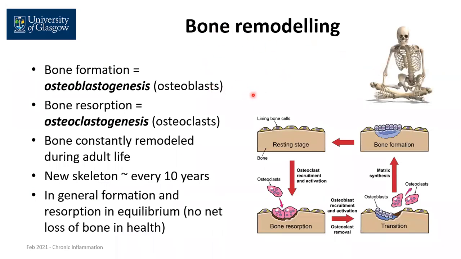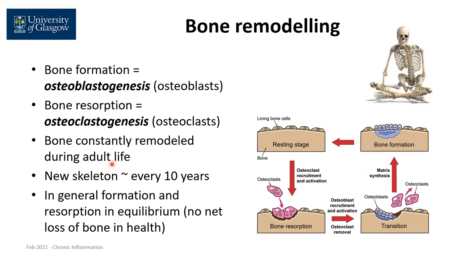And it's this idea of bone remodeling and the balance between bone formation and bone resorption that you need to be aware of. So bone formation, the technical scientific name for that is osteoblastogenesis. And this is driven, as you could probably tell by the name, by osteoblasts. Bone resorption, on the other hand, is driven by osteoclasts, and the technical name for this is osteoclastogenesis.